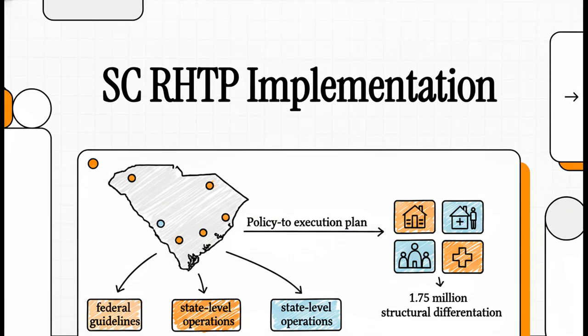Welcome to this explainer. Today, we're skipping the foundational basics of the CMS Rural Health Transformation Program. We'll assume you already know the background in the $50 billion national context. Instead, we're getting straight into how South Carolina is executing this federal mandate. We'll focus strictly on the state's policy to execution plan, its structural approach, and exactly how it translates federal guidelines into state-level operations for its 1.75 million rural residents. Let's get right to it.